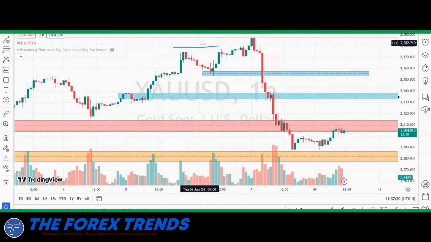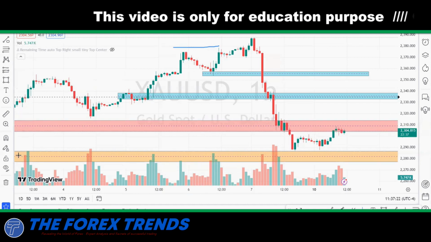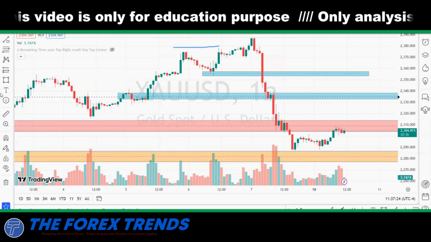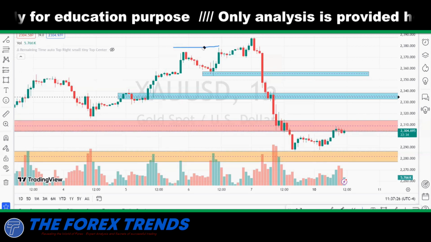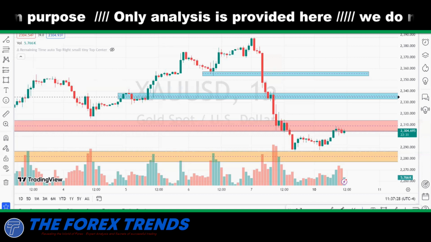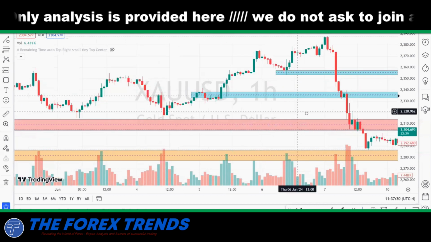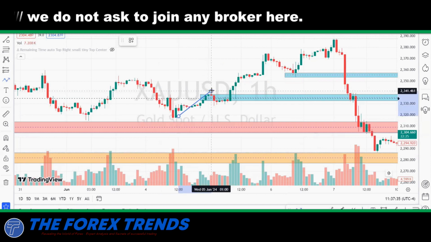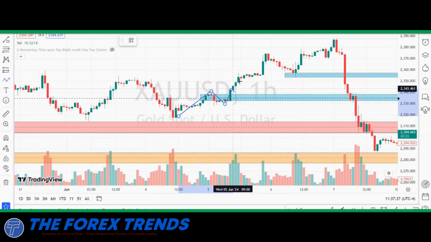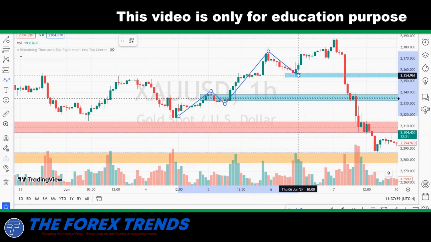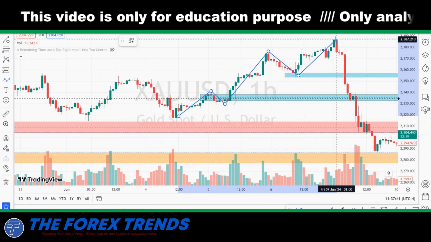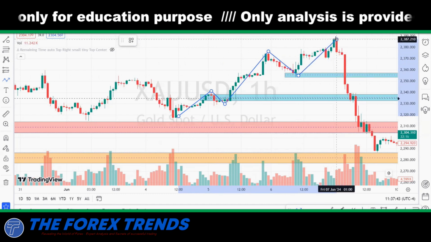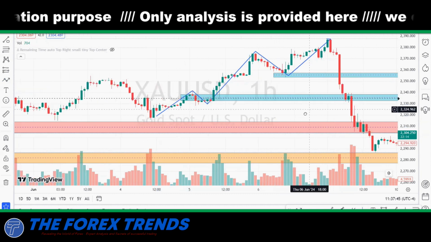Okay, as you can see, let me delete the drawing first. The market structure was bullish like this: higher high, then higher low, then higher high, then higher low, then again higher high.